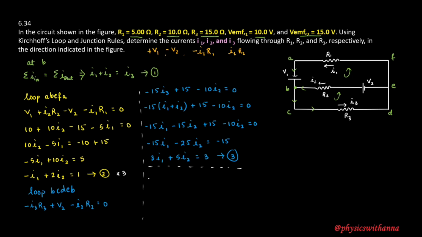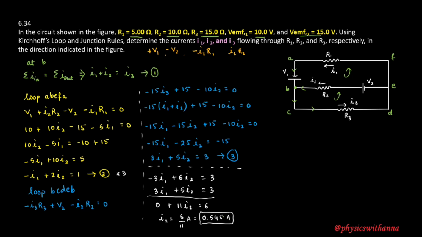When I do that, I get negative 3 I1 plus 6 I2 equals 3. And then add equation 3 over here. So we get 3 I1 plus 5 I2 equals 3. Let's add them. Minus 3 plus 3 will give me 0, plus 6 plus 5 will give me 11 I2 equals 3 plus 3 will be 6. So we get I2 to be equal to 6 over 11 ampere, or you can write this as 0.545 ampere.